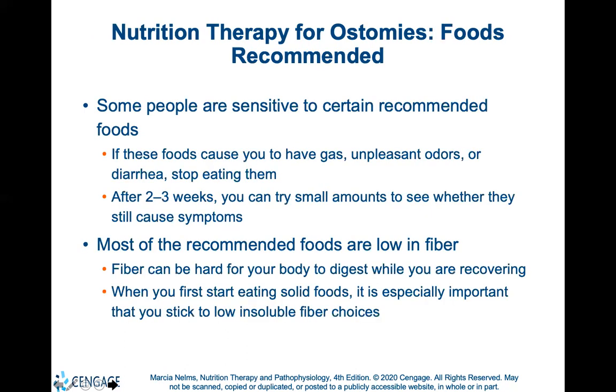Food recommendations. Some people are sensitive to certain recommended foods. If these foods cause you to have gas, unpleasant odors, or diarrhea, stop eating them. After 2 to 3 weeks, you can try small amounts to see if they cause any problems. Most of the recommended foods are low in fiber. Fiber can be hard for the body to digest while you're recovering. When you start eating solid foods, it is especially important to stick to low insoluble fiber choices.